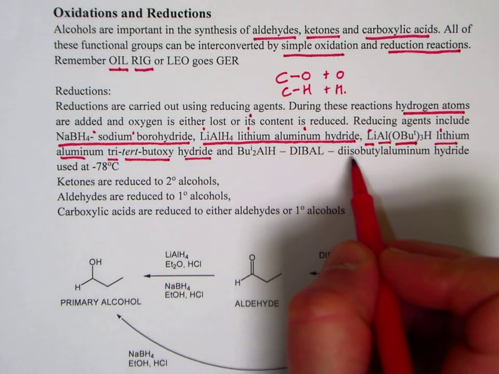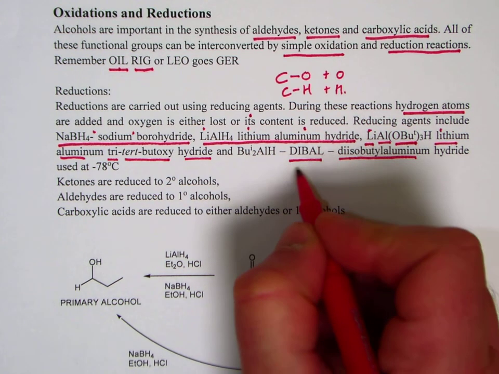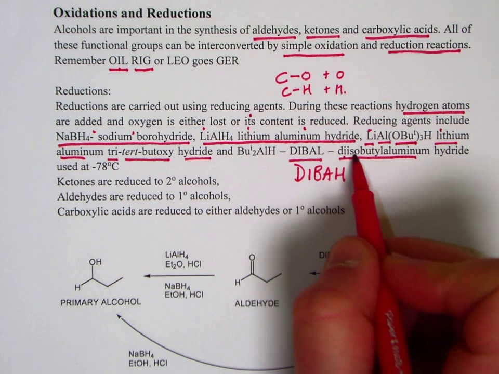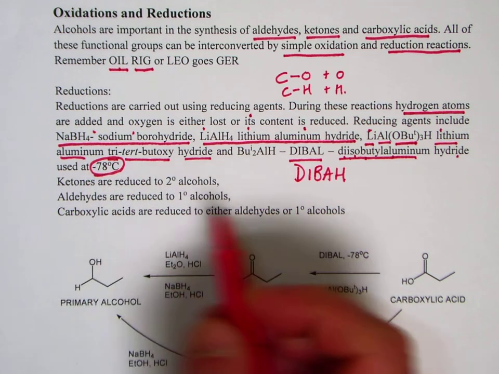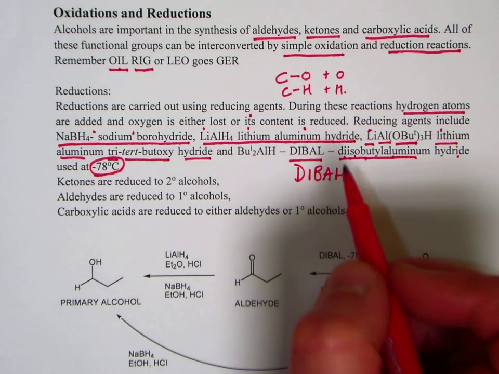We're also going to use DIBAL, which is diisobutyl aluminum hydride. You may also see it written this way, DIBAH, diisobutyl aluminum hydride, which is used at minus 78 degrees C. So lower temperature means it's going to be more selective and less reactive.